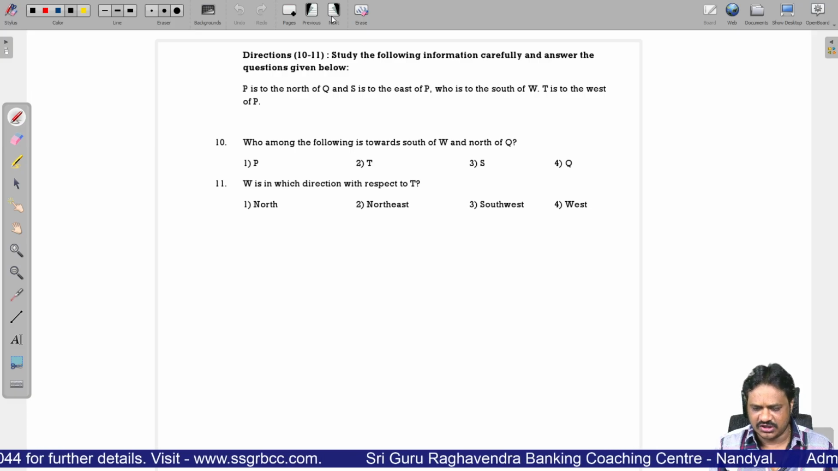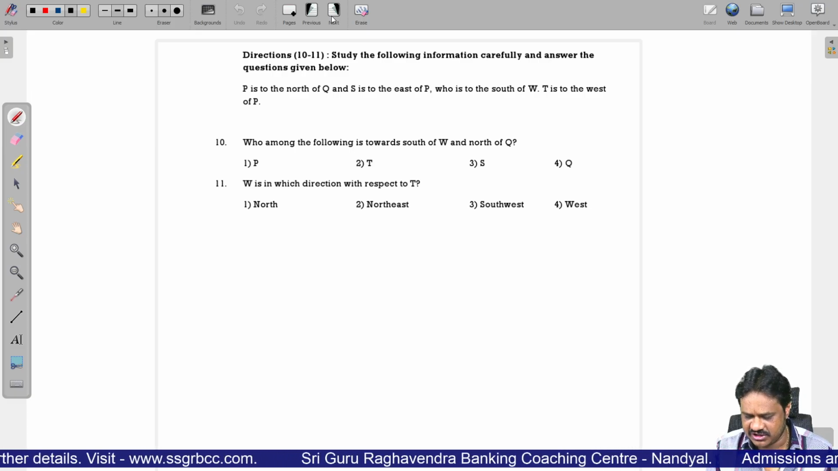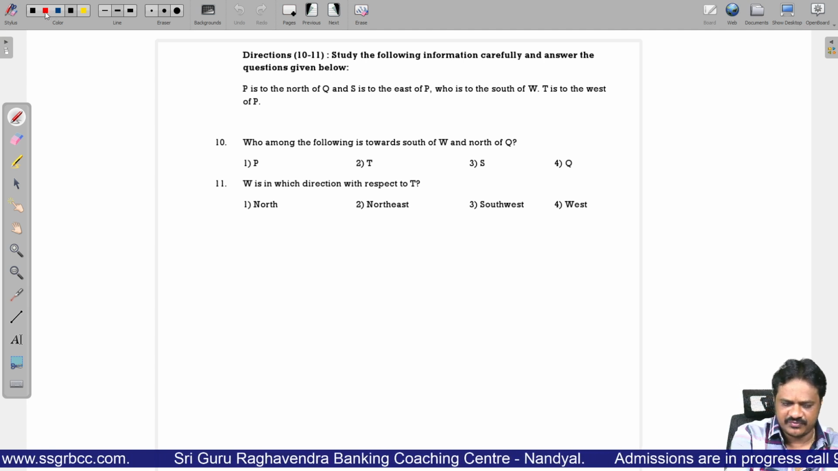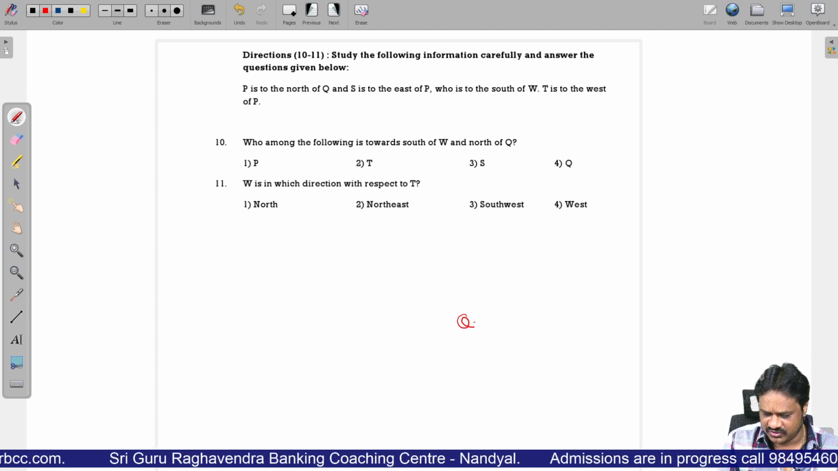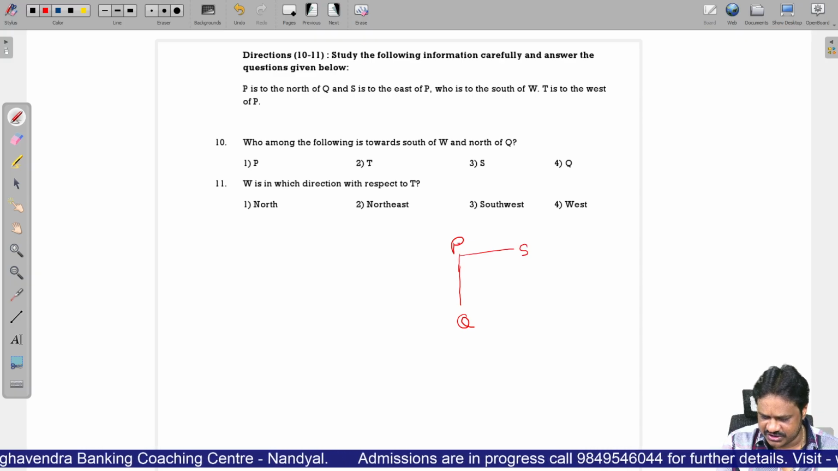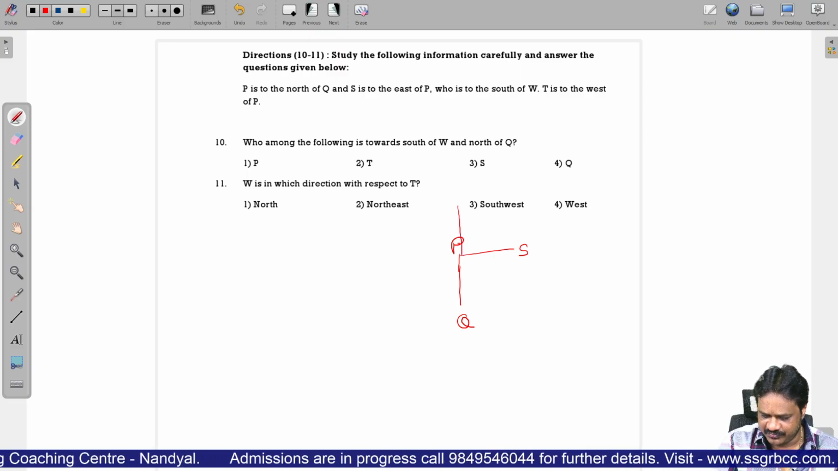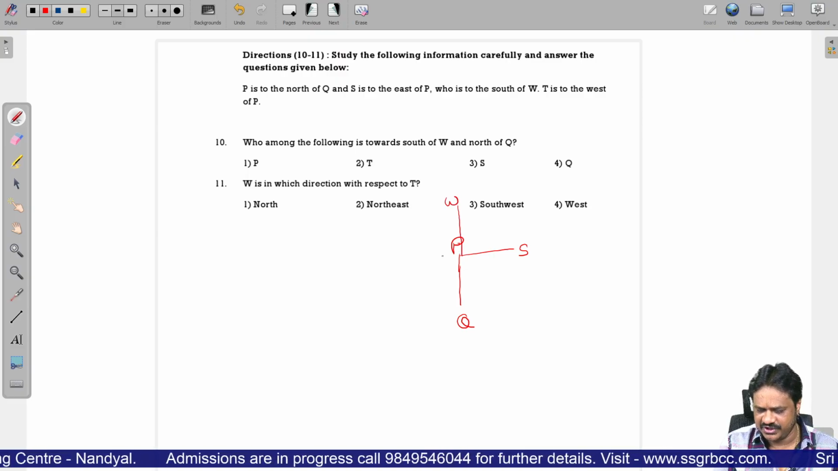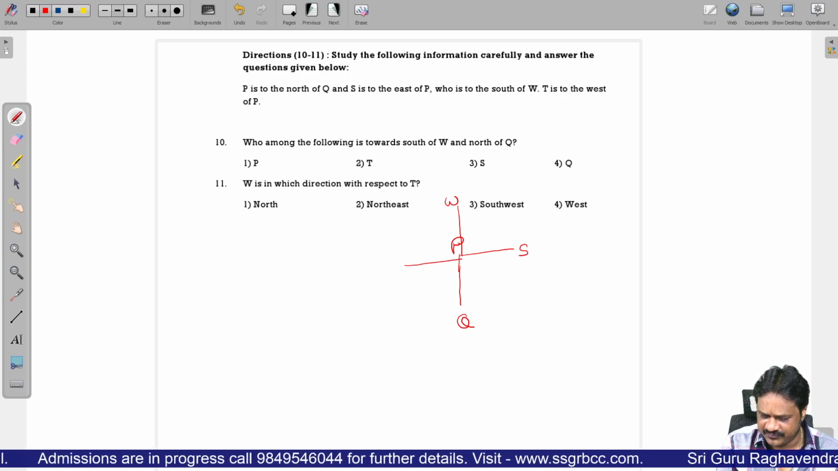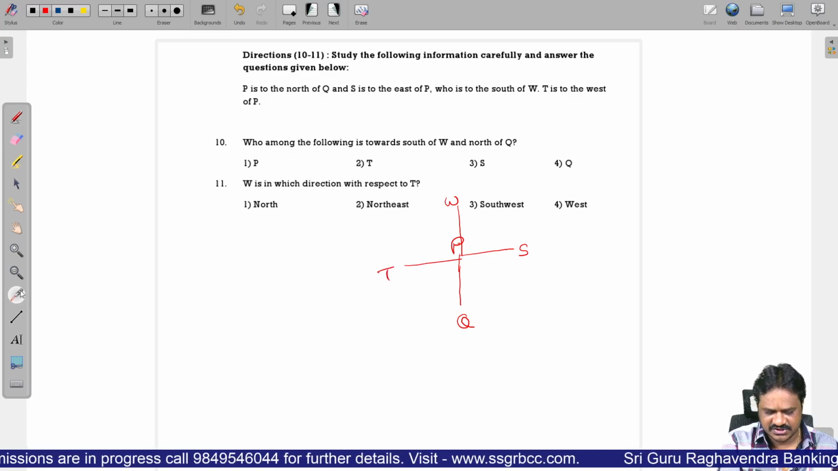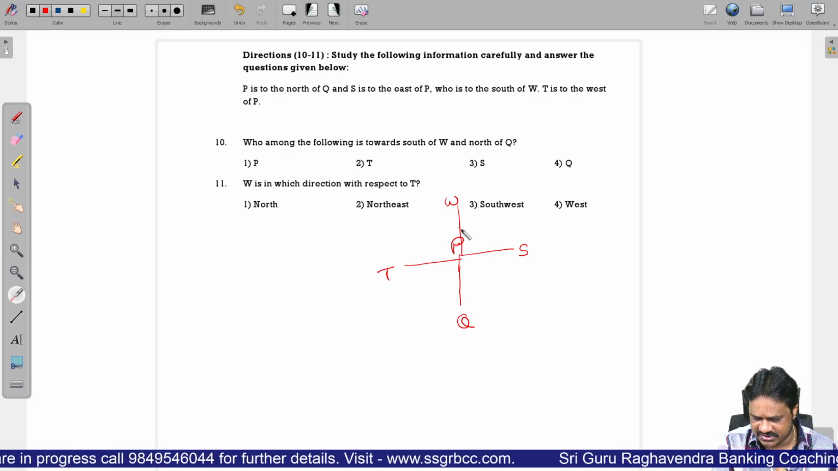P is to the north of Q. S is to the east of P. Q is to the south of W. T is to the west of P. P is to the north of Q. This is Q, Q north P. S is to the east of P. Q is to the south of W. P is to the south of W. T is to the west of P. See, this is T, P, S, W, Q.